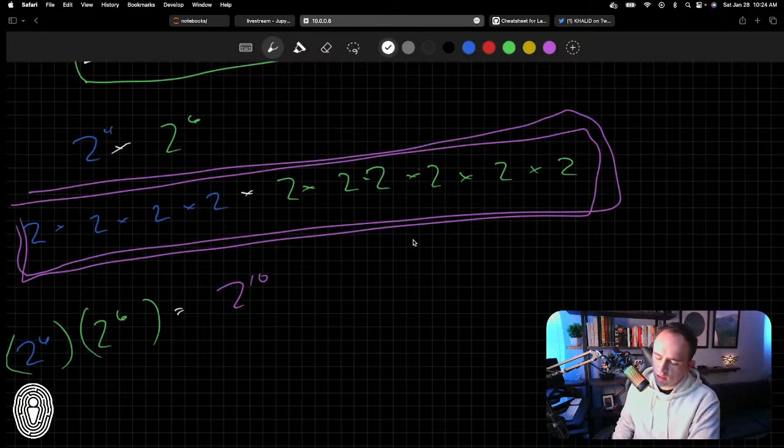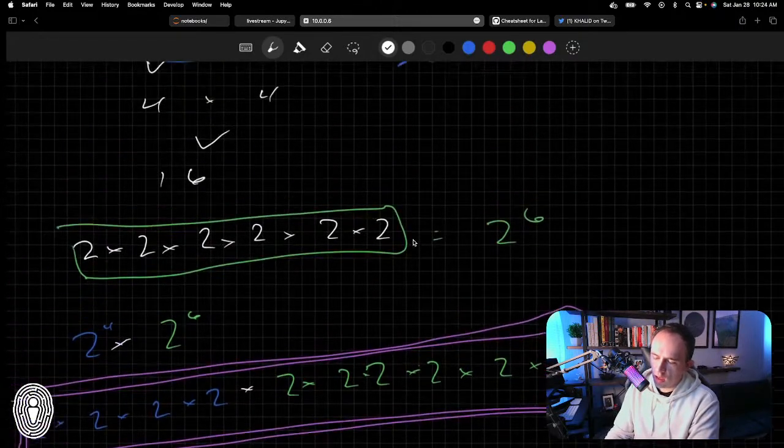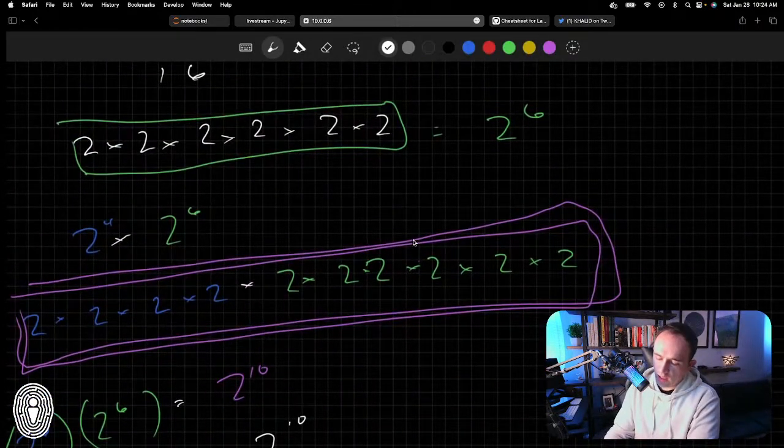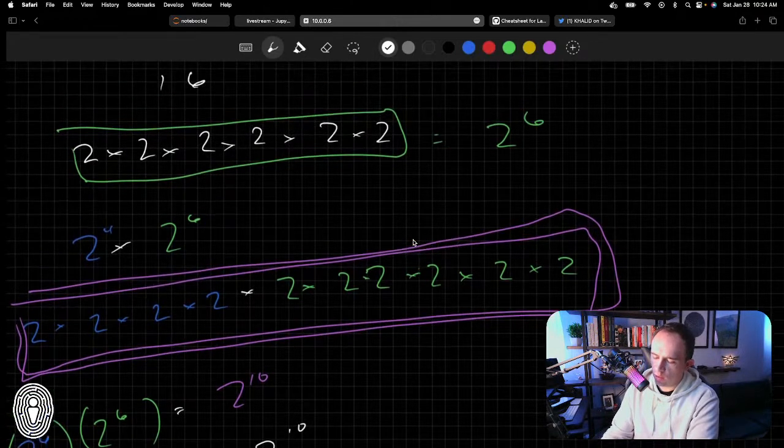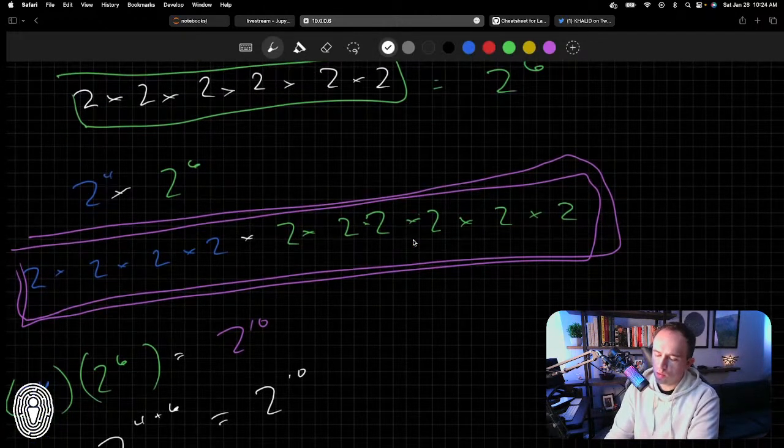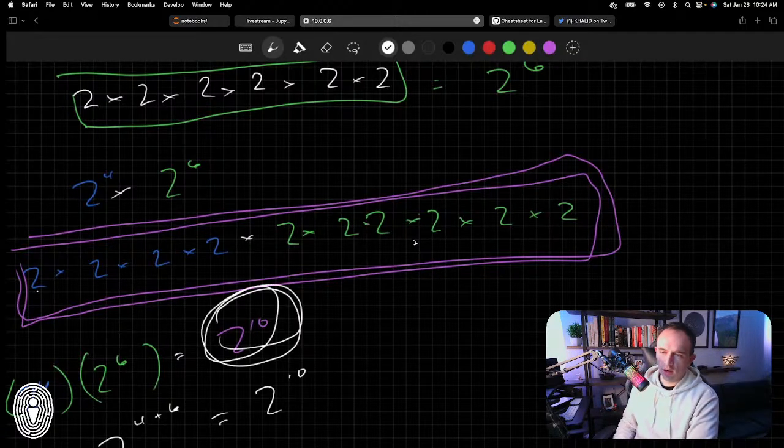So 2 to the 4th times 2 to the 6th. Now you can see the 4 and the 6 are basically, 2 to the 4th plus 6 equals 2 to the 10th. So what we basically did here is, when we did 2 to the 4th times 2 to the 6th, we just added the exponents together. And I hope you can see where we derived that from. Again, we got our 4 2s here, and our 6 2s here. So when we count them all up, 1, 2, 3, 4, 5, 6, 7, 8, 9, 10, we get this value right here.